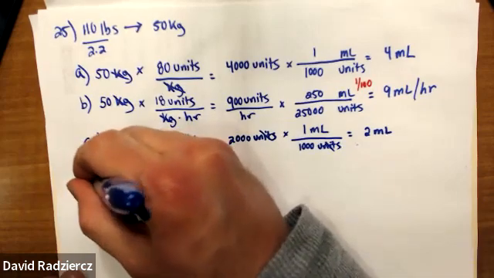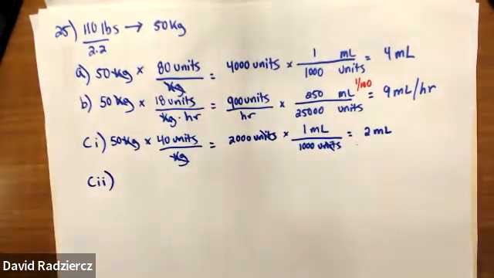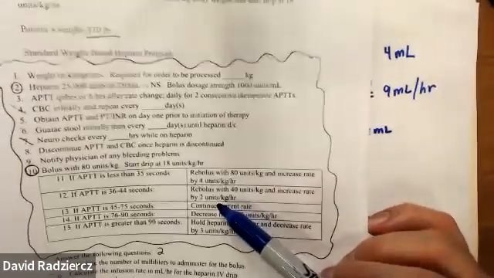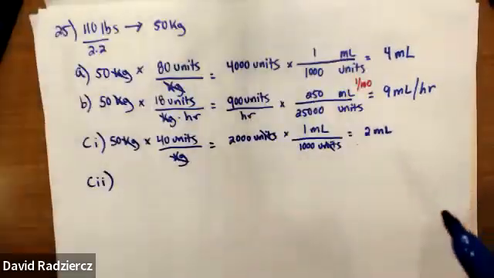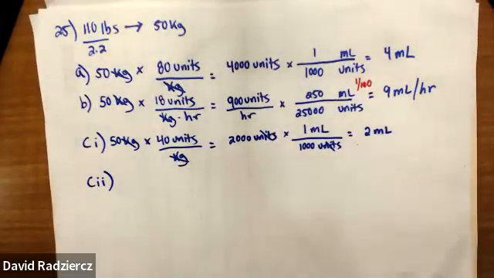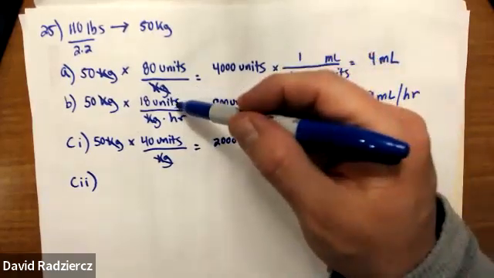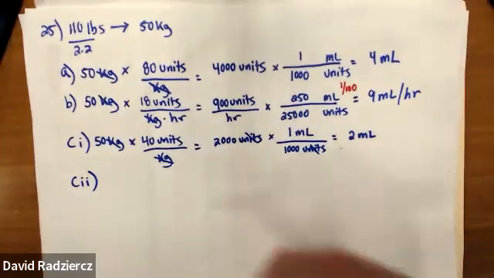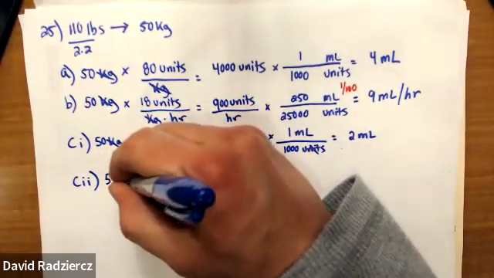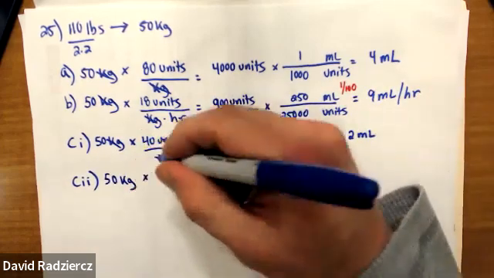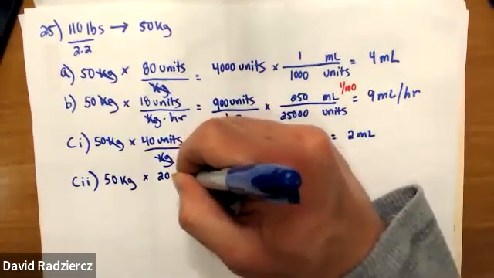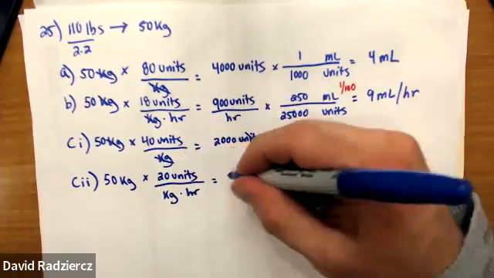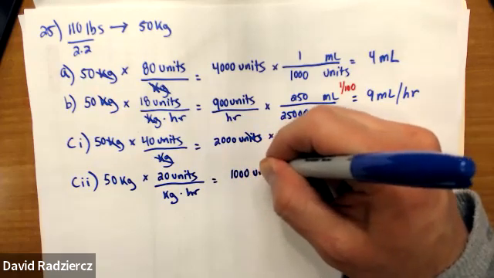For C part 2, it says in the protocol, it tells me to increase my infusion by 2 units per kilogram per hour. What was my initial infusion? My initial infusion was 18 units per kilogram per hour. So 18 plus 2, that's your new infusion. So 50 kilograms patient weight times 20 units now. And then you'll get 1,000 units per hour.